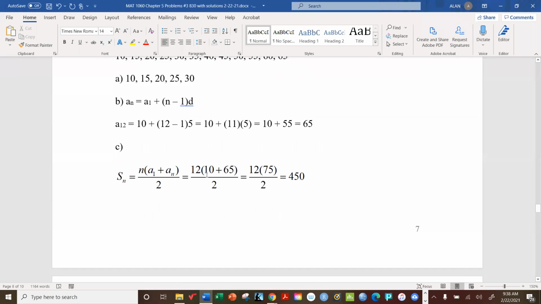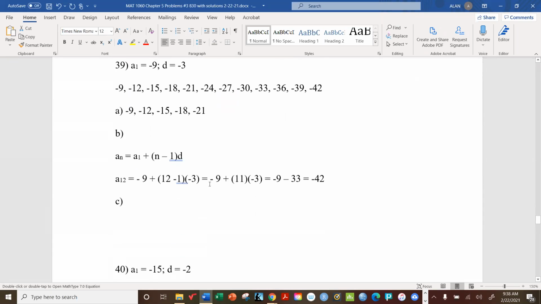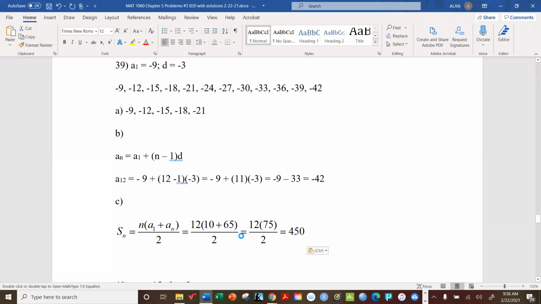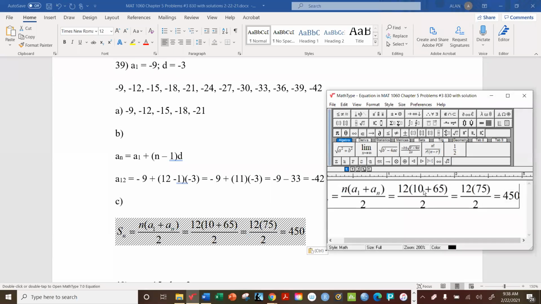And then for C, I'm just going to recycle this formula. The only thing that changes is the first and last terms. So here we have -9 as our first term. The 12th term we've already seen is -42. So we got 12 times -51. And that's going to give me -306. Okay. Very good.